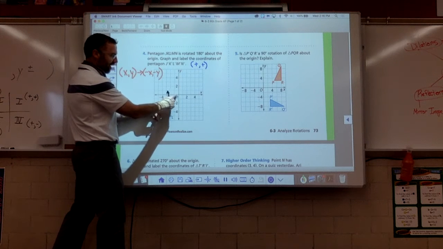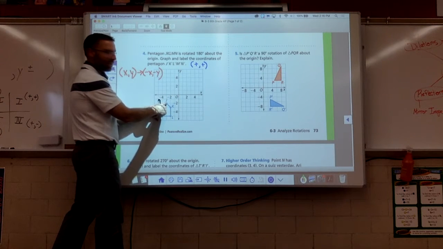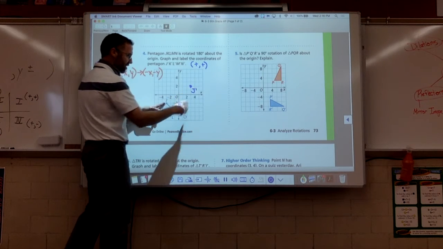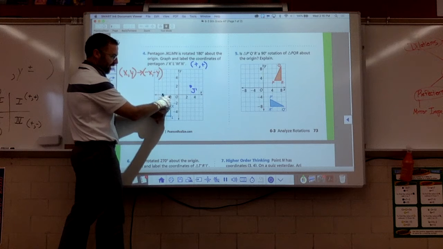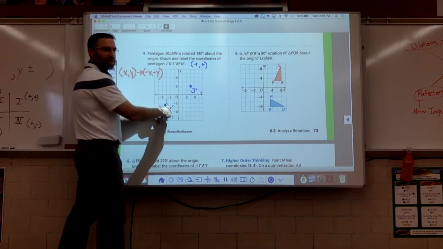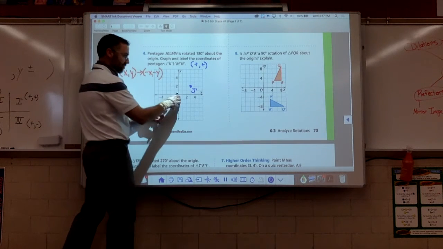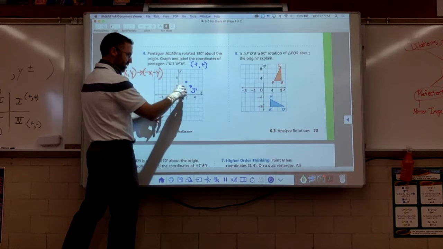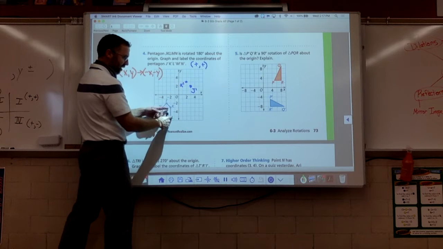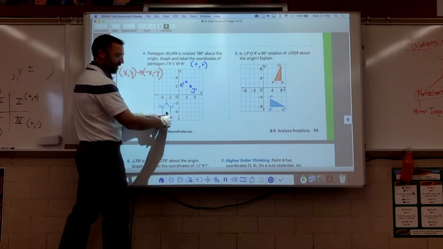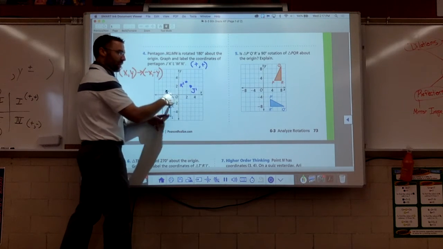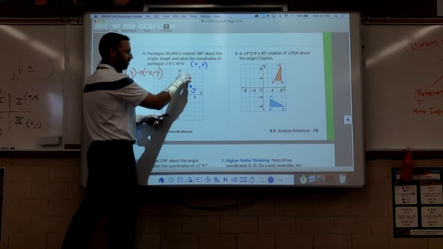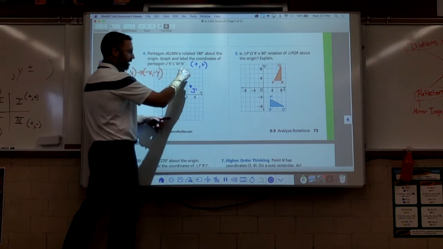So point J right now is negative 3, negative 2. Image of J, over 3, up 2. There's the image of J. Point K, negative 2, negative 3. All we're doing is taking the opposite. 2, 3. Point, label. That's the image of K. Point L, negative 2, negative 5. Opposite of negative 2, positive 2, opposite of negative 5, positive 5. Bingo. There it is. That is the image of L.